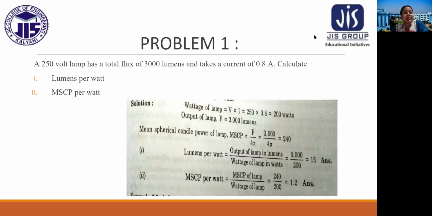So here the new thing you have learned is MSCP, which means mean spherical candle power, and its formula is total lumen divided by 4 pi.